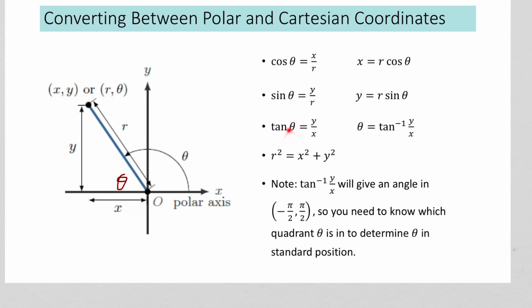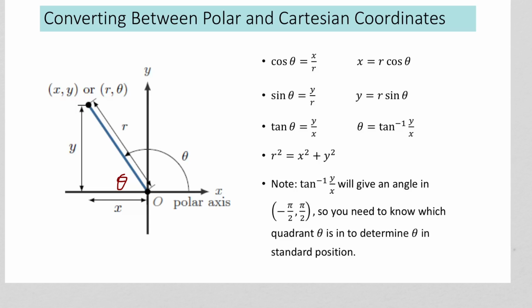I also know that the tangent of theta is equal to opposite over adjacent, and I use that to find my angle theta when I'm converting from Cartesian to polar coordinates. If I take the inverse tangent of both sides, I get theta is equal to this, inverse tangent of y over x. I also have the Pythagorean theorem for this triangle here. R squared is equal to x squared plus y squared. So this allows me to form a relationship between y, x, and r.